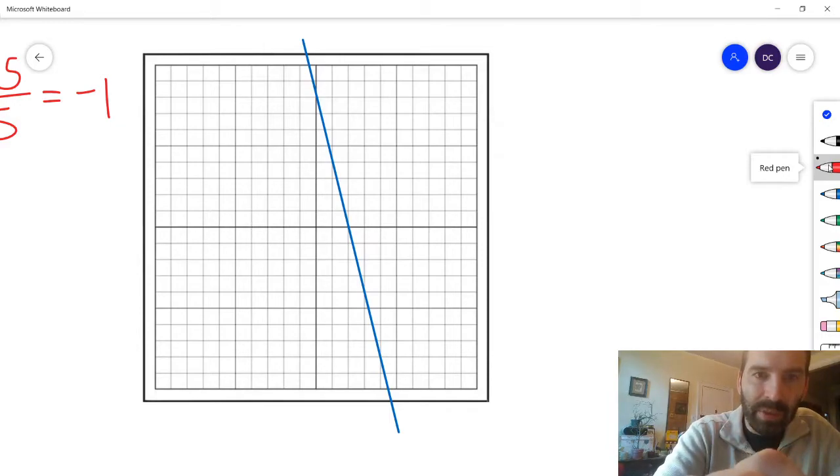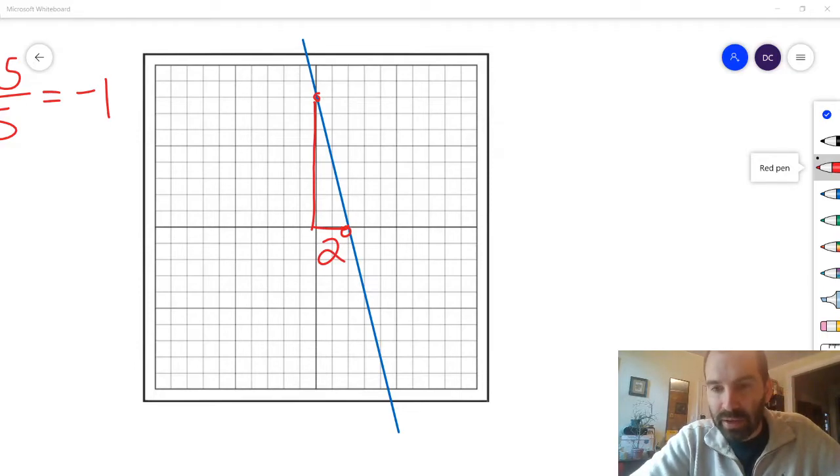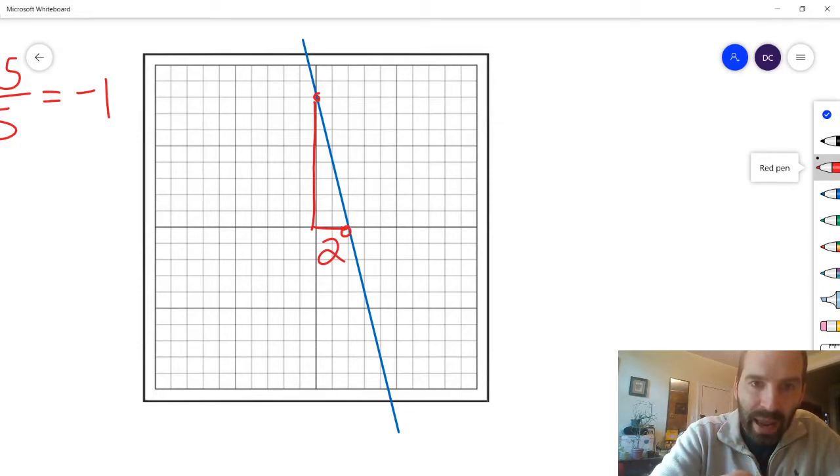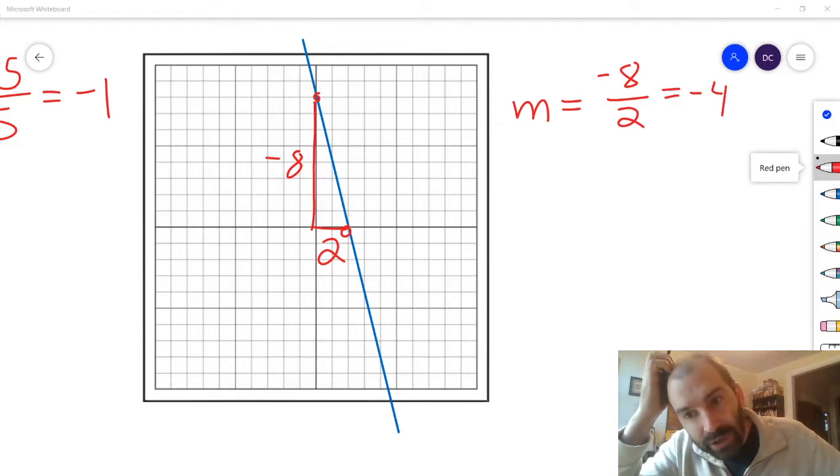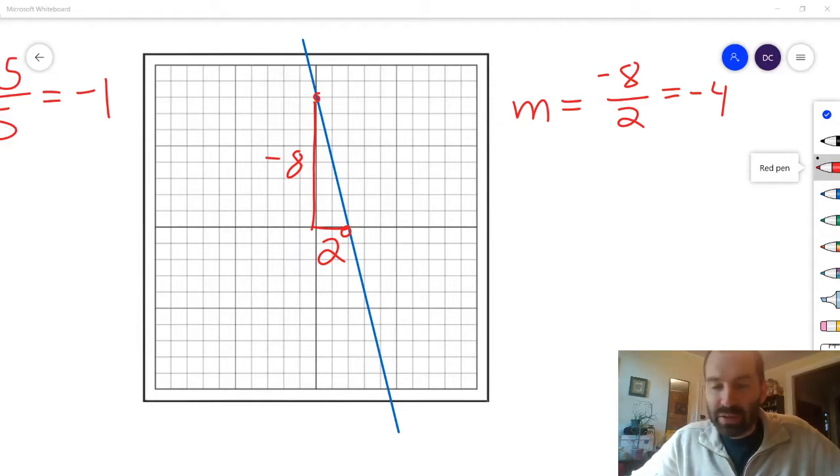I'll choose this point over here and this point over here, right? So let's see, my rise is this much and my run is this much. So my run is a +2. I moved 2 units to the right. My rise, I went down 1, 2, 3, 4, 5, 6, 7, 8. So -8, right? So if I write rise over run, I'm going to have -8 divided by 2. That's -4. So here we have a slope of -4. And again, it's negative. The line is going down from left to right.